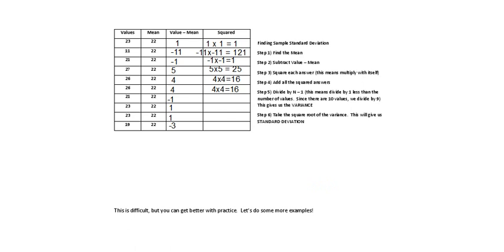Then negative 1 times negative 1, that's positive 1. Then 1 times 1 is positive 1. One times 1, that's also positive 1. And finally, negative 3 times negative 3 is positive 9. All right, good. Step 3 was to square each answer, and we accomplished that.